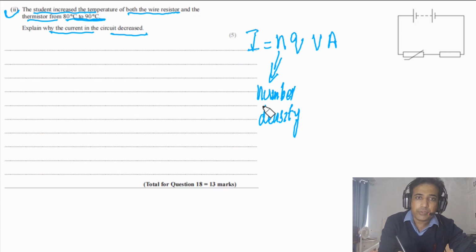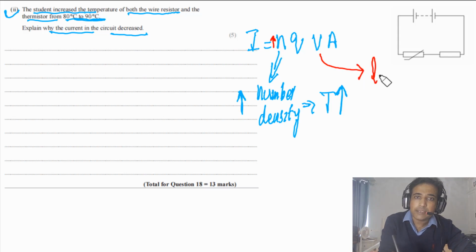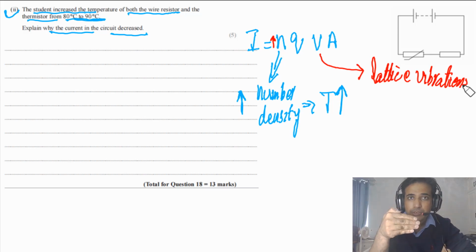When temperature increase, so we can also write on here as temperature increase, number density increase means there will be more free electrons. So we can say number density increase. If number density increase, it means current will increase. But we also need to understand that V, the drift velocity, it depends on lattice vibrations. So we can write on here lattice vibrations. Lattice vibrations simply means that ions, they oscillate. So when we increase temperature, they oscillate faster.